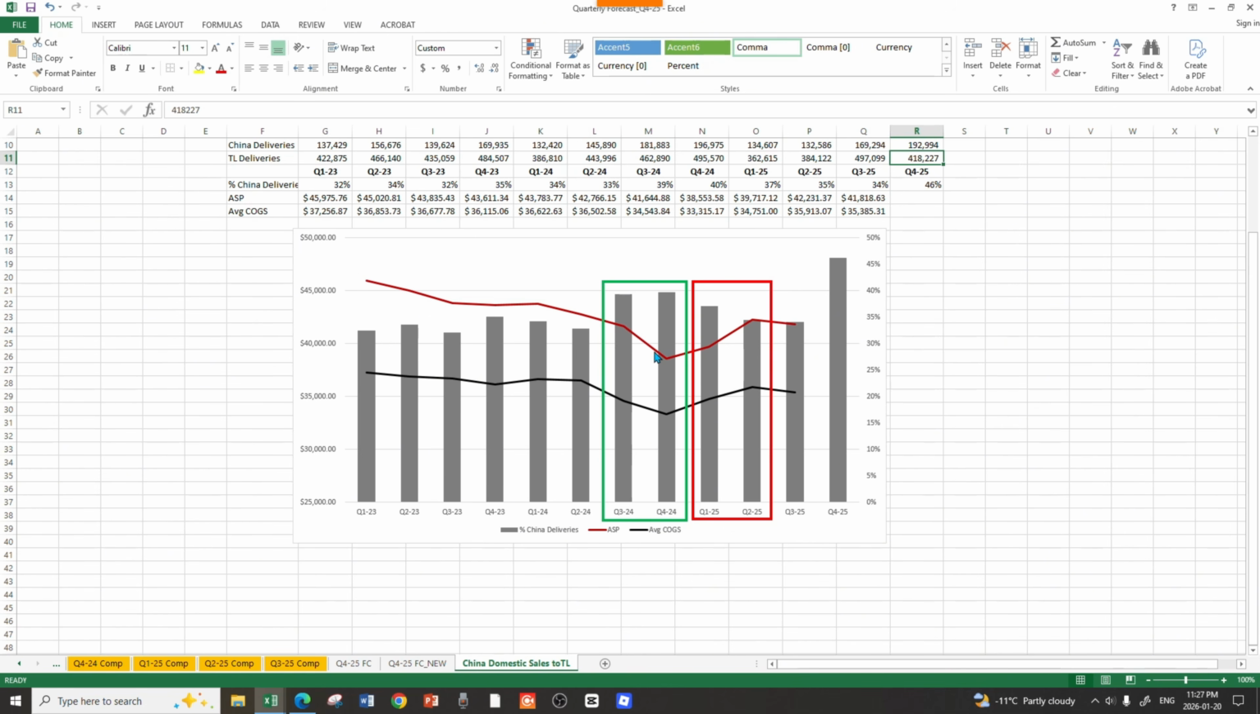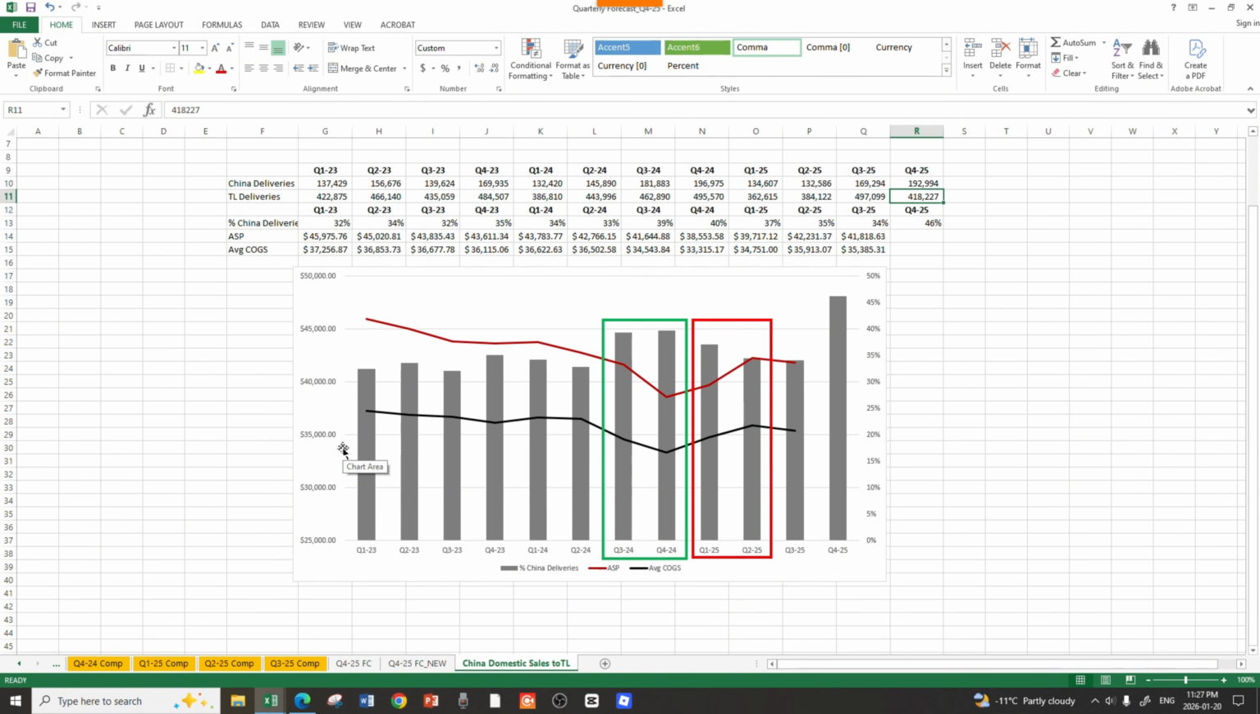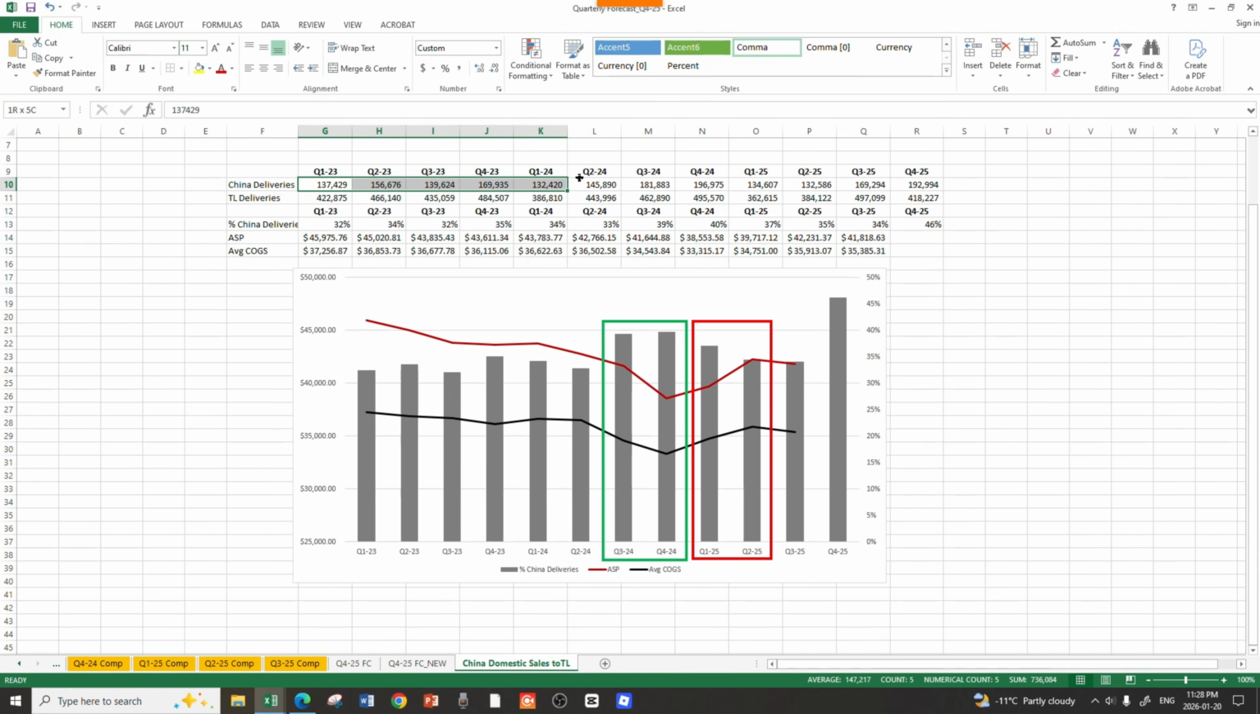So the data that's feeding this chart here is this table. And here we have the domestic China deliveries. You'll see Q4 25 was a very strong quarter, almost their best quarter ever, slightly below Q4 of last year, but essentially neck and neck. Last quarter, they delivered almost 500,000 vehicles. This quarter, they delivered roughly 420,000 vehicles.